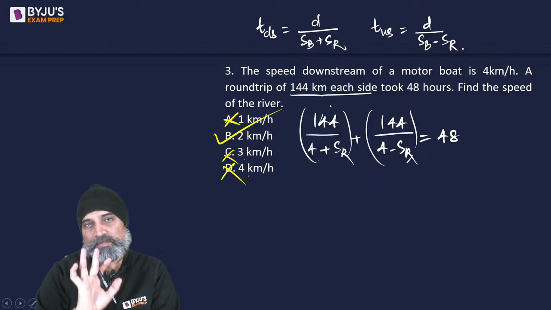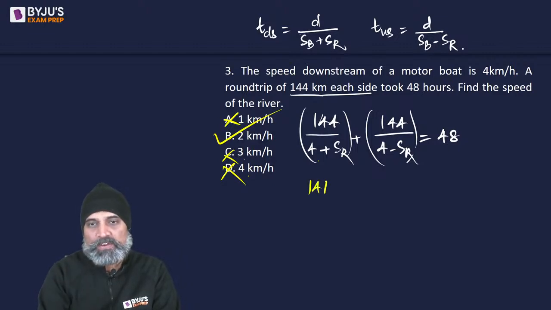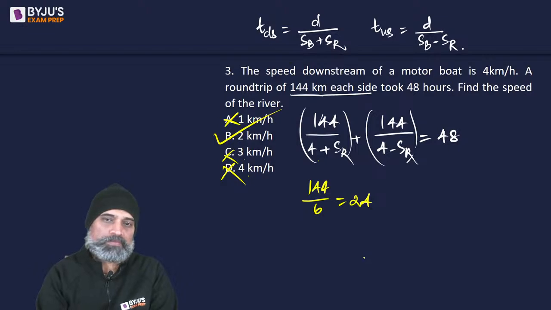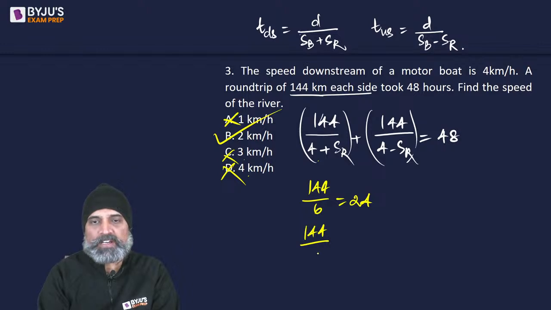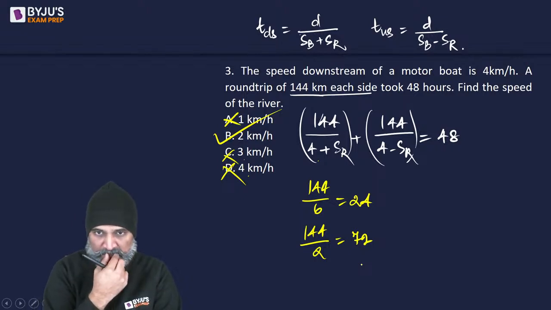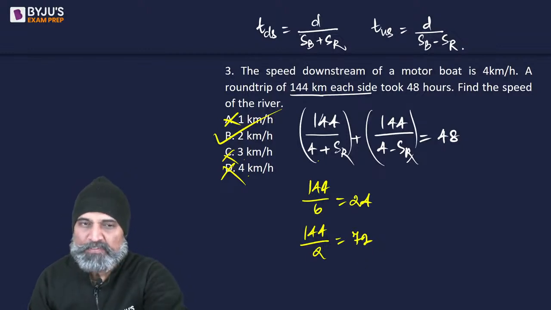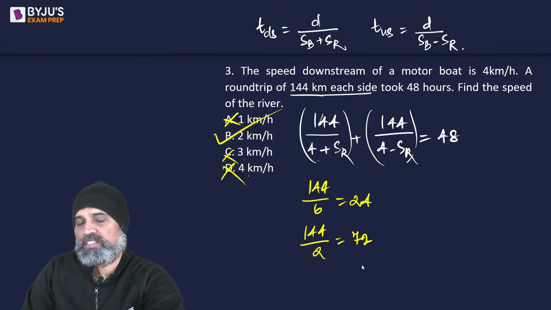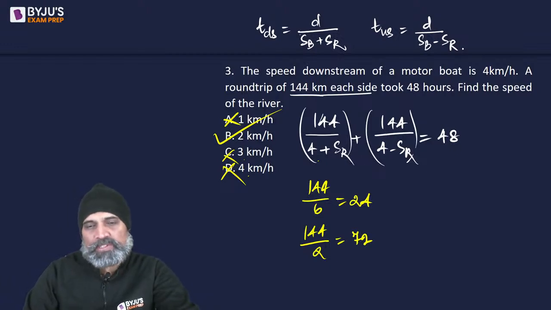So common sense says it should be B. Let me check. 144 by 4 plus 2, that is 6, right? This is going to give us 24. And 144 divided by 4 minus 2, this should result in 72. Does it say 144 kilometer one side, or is it both the sides? It is not saying both sides.